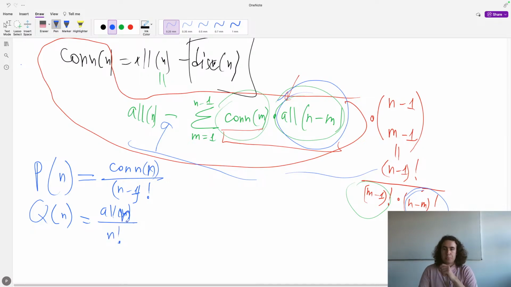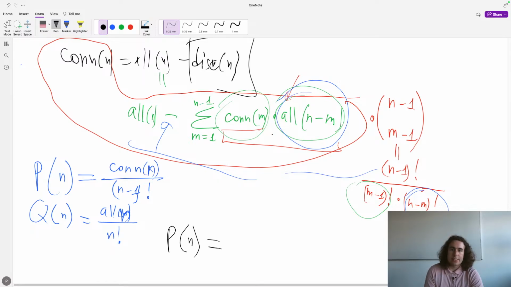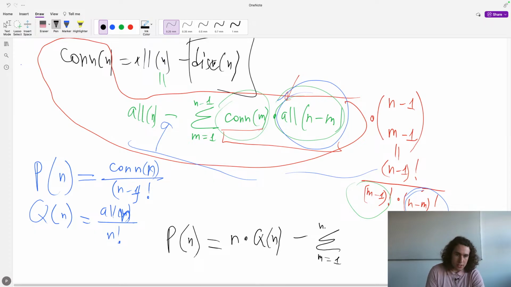This is not a probability of anything. And we can rewrite this formula in this way, right? We're going to divide everything by n minus 1 factorial. So here we're going to have connected over n minus 1 factorial. So P of n is equal to O of n over n minus 1 factorial, which is n times Q of n, minus the sum over m from 1 to n minus 1 of connected m over m minus 1 factorial, which is P of m, times O of n minus m over n minus m factorial, which is Q of n minus m.